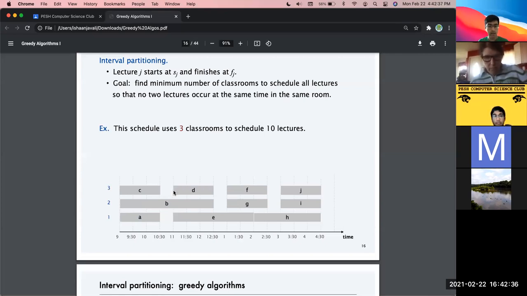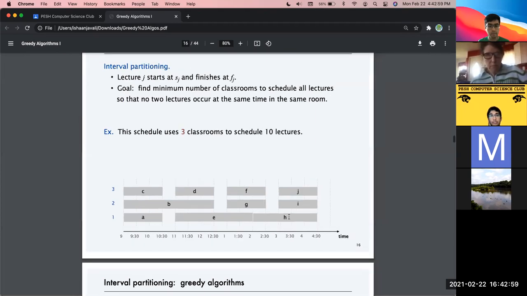Because we know that D starts sometime after all of these three intervals, we just have to check whether it starts after the finish time of these rooms. And D starts after the finish time of C. So we know that C and D are compatible and we can put it in room 3. And we just continue doing this, and then we get the optimal arrangement of 3 classrooms as shown in the diagram over here.